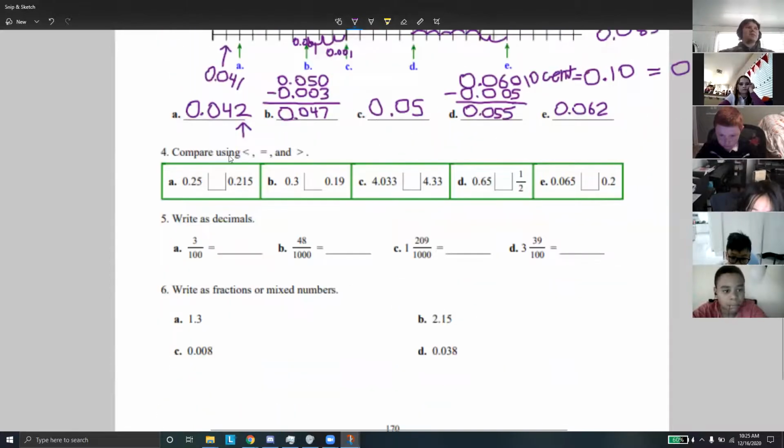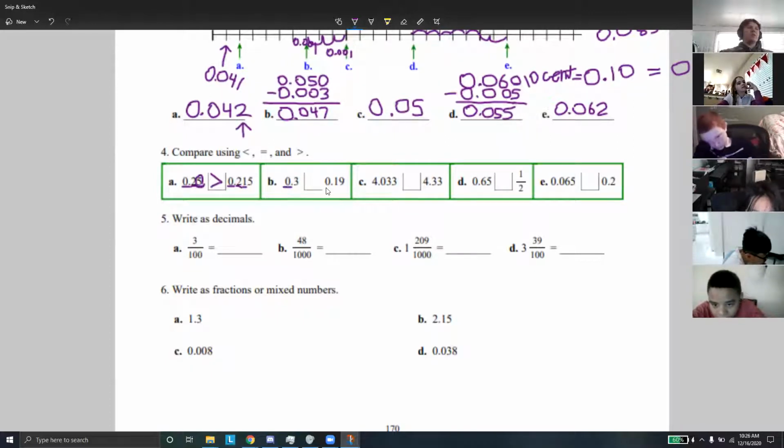Okay, next we have compare using less than, equal to, and greater than. So what is greater, either 2.500 or 2.215? That would be 2.500. All you do is you compare. So what is bigger? We compare from left to right. What is bigger, the ones place? Oh, they're the same. Okay, what is bigger in the tenths place? Oh, they're the same. What is bigger in the hundredths place? Oh, this 500th is bigger than 100th, so it's bigger.